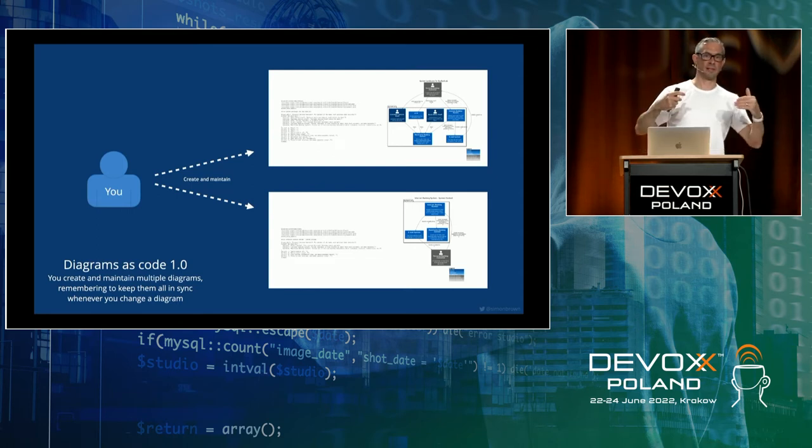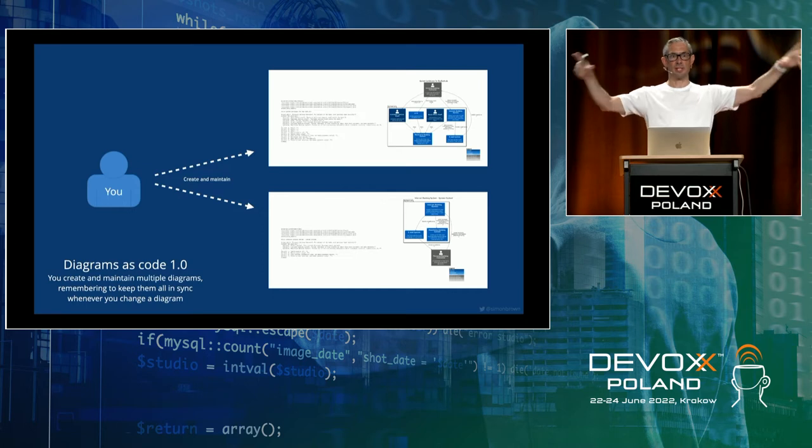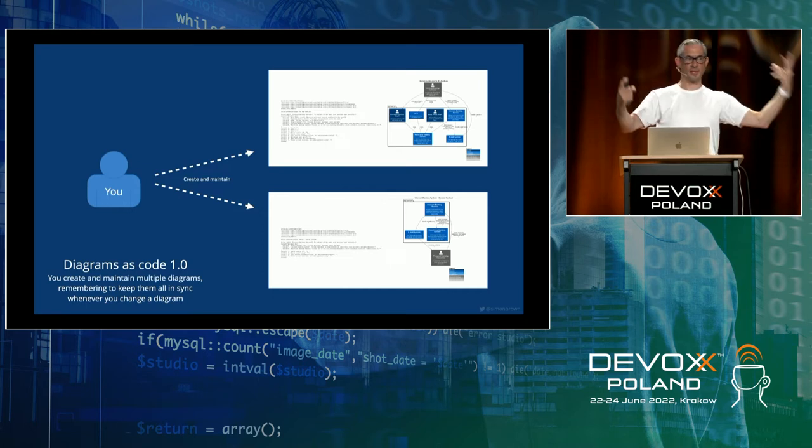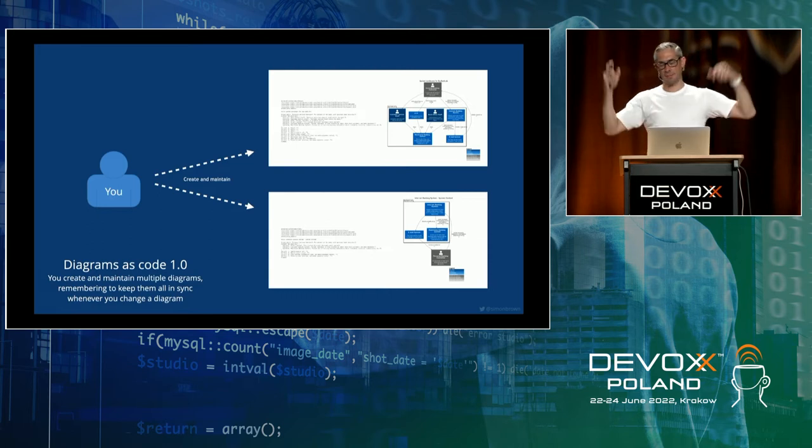But fundamentally, the responsibility is on you to keep your multiple text files up to date. Now, of course, we can use developer tooling and global search and replace to do this, but that's one of the downsides of this tooling. So that's what I'm calling diagrams as code one.